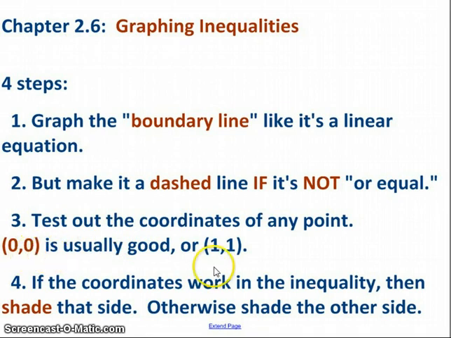0, 0 is often good, 1, 1 is often good because they're easy numbers to work with. And if it does, as step 4 says, if it does work in the inequality, then that is the correct side to shade. If it doesn't, simply put, the other side is the one to shade. Let's look at an example.